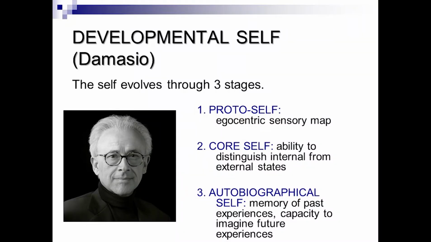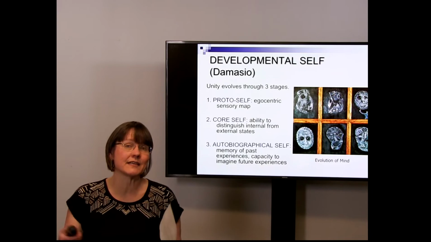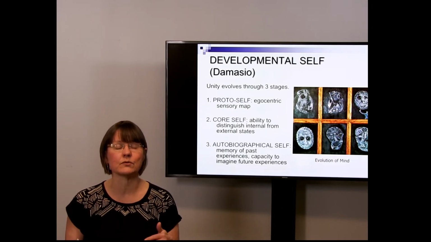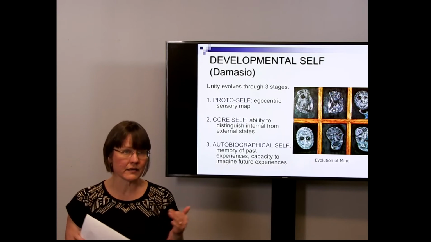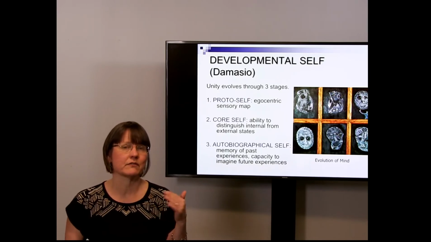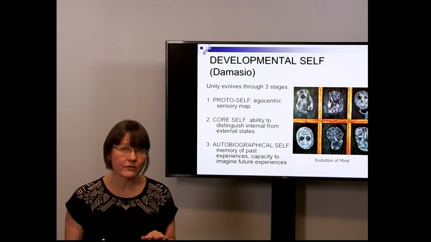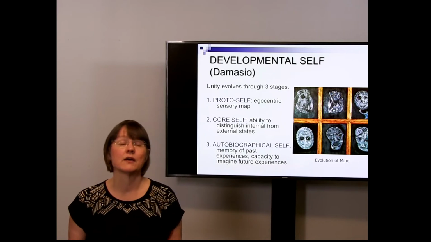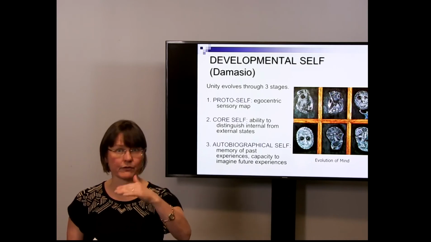And then the third stage of self-development, according to Damasio, is the autobiographical self. In this development, you have a memory of your past experiences and the capacity to imagine future experiences. So when you develop the autobiographical self, that's when you develop a kind of self-consciousness, a self-awareness, an ability to recognize that I am a self. At the core self level and the proto-self level, you're recognizing that you're a being in the world, but you don't think of yourself as a self, as a being that exists through time and that lasts through time. So only at the level of an autobiographical self could you even ask the question, what is a self? So that is an additional stage that you might not have for the first two.